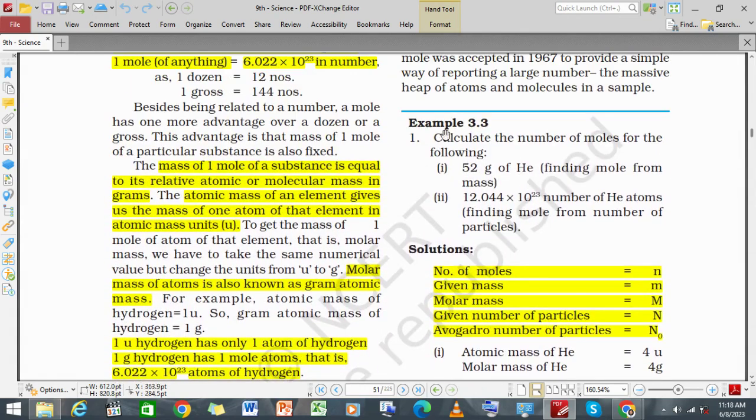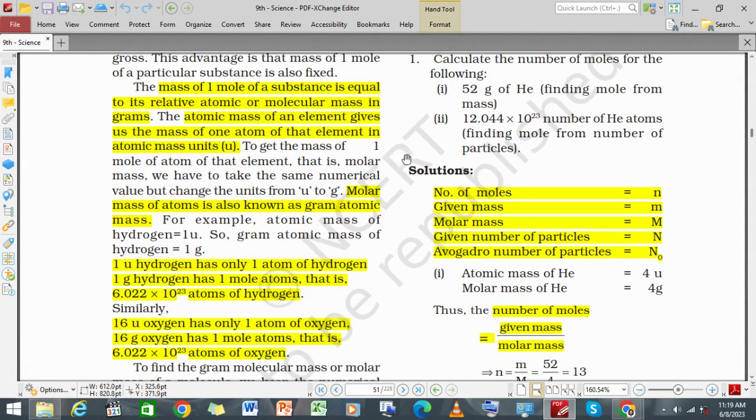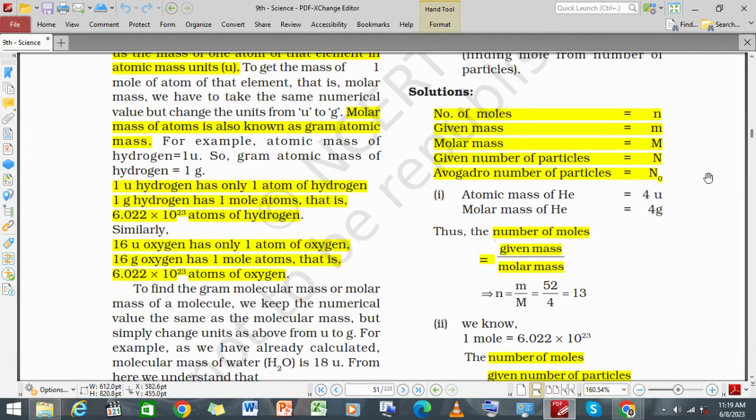Now, some questions have been given. Calculate the number of moles for the following: 52 grams of helium, find moles from the mass, and 12.044 into 10 to the 23 helium atoms, find the moles from the number of particles. That means we have to convert. Here, the number of moles is represented as n. The given mass is represented by a small m, the molar mass by a capital M, the given number of particles by a capital N, and the Avogadro number is N0.